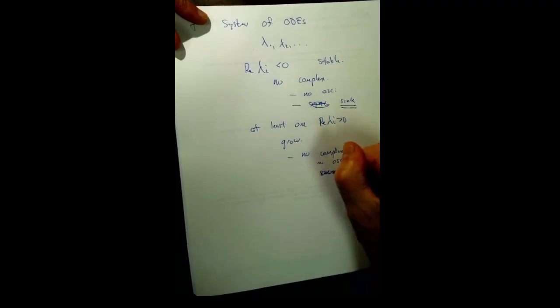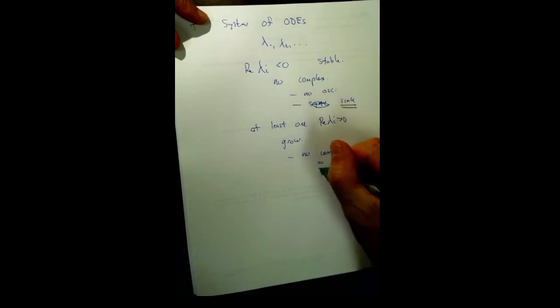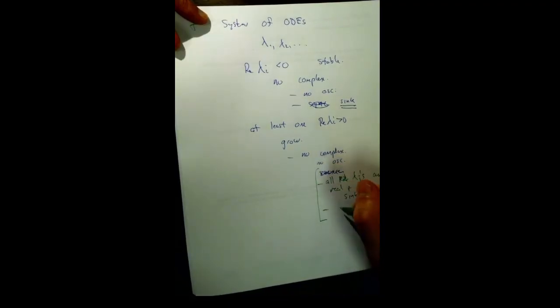I've got to be careful. Your authors in your book take a different approach. If all the lambdas are real and positive, then it's called a sink. Otherwise, it's called a saddle. You've got to be careful on that, and that's going to be true with the homework. All right, so let's look at some examples.